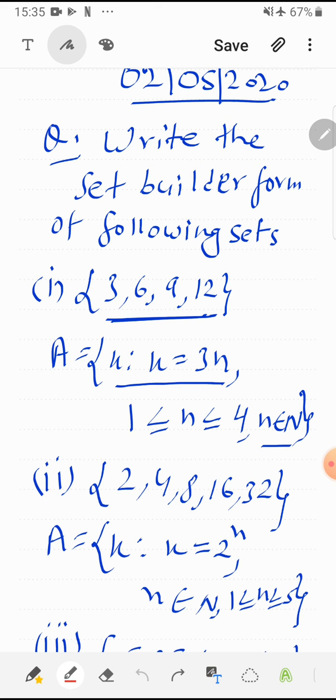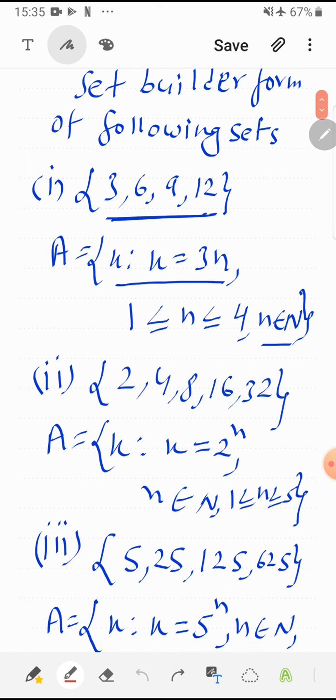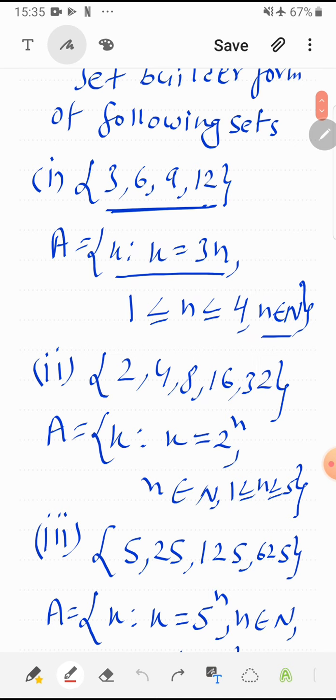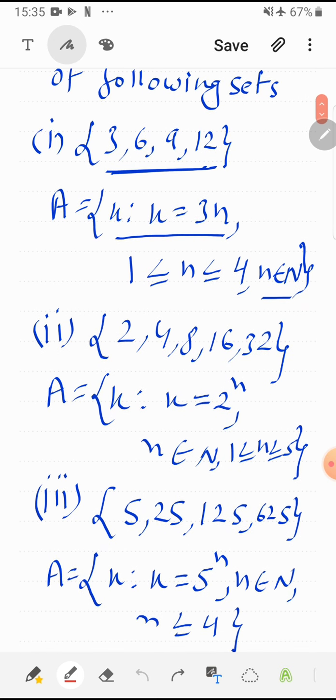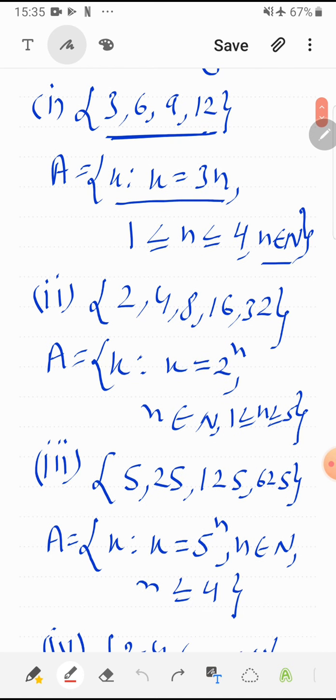Similarly, the next question is the set {2, 4, 8, 16, 32}. Here again we will write x such that x is equal to 2 raised to the power n, where again n belongs to N and the limit of n is 1 to 5. Next question is {5, 25, 125, 625}, a set of these 4 numbers. So again x such that x is equal to 5 raised to the power n, where n belongs to N, capital N, which is natural numbers, and n is less than or equal to 4. This is the limit.